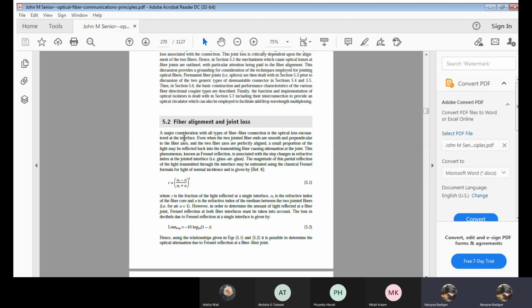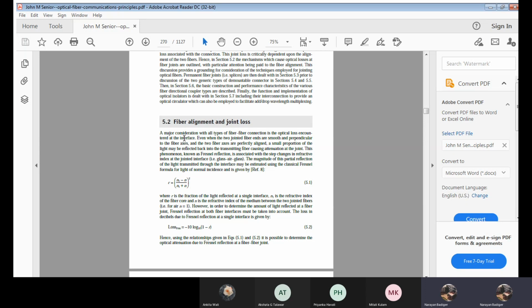Now what is the interface here? Glass, some small amount of air, then again fiber. It means glass, air, glass. So this is the interface we find over here. Now whatever the magnitude of the reflection that happens here, we can try to estimate it.